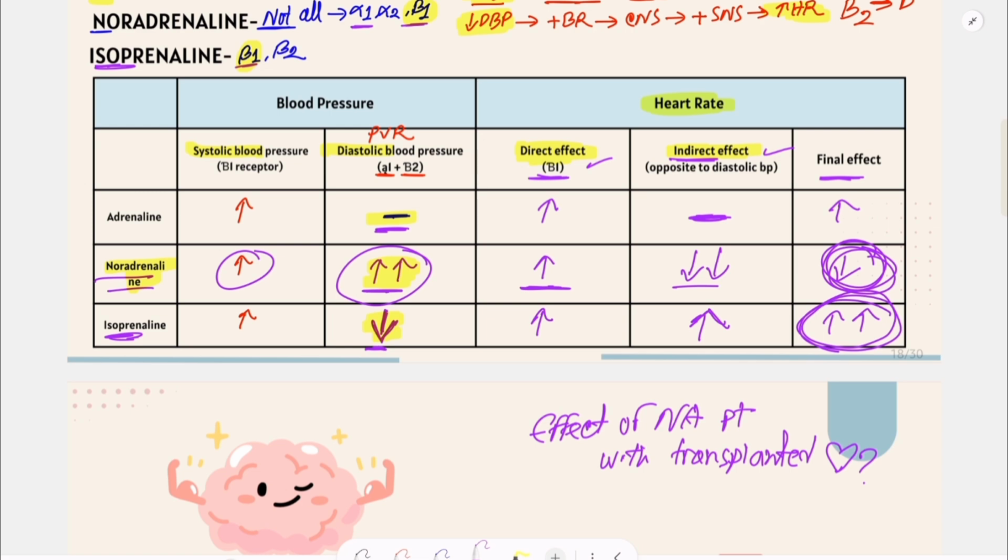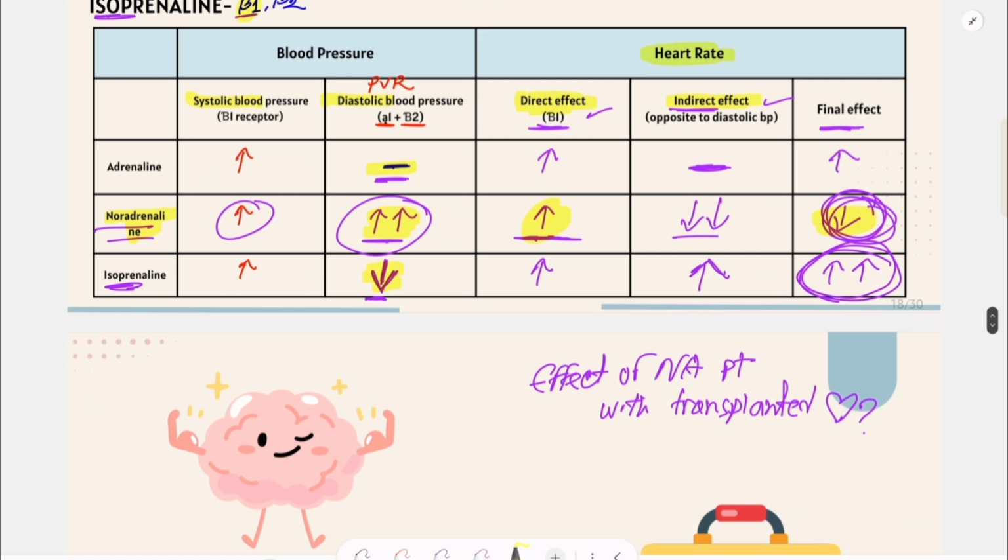When only direct action comes, the effect of noradrenaline will cause tachycardia. This is important to remember. In a normal person, noradrenaline causes bradycardia. But in a patient with a transplanted heart, noradrenaline causes tachycardia. The reason is so simple. In a transplanted heart, indirect effects do not manifest.